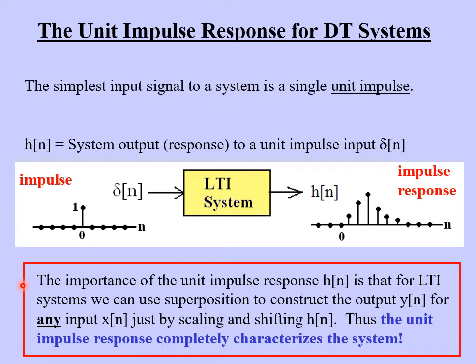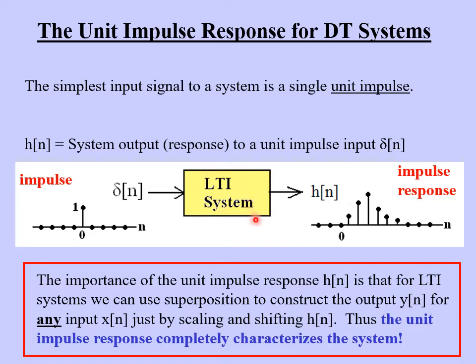The importance here, though, is that because we can use superposition, we can construct the output y of n for any input x of n just by scaling and shifting the unit impulse response h of n. This is something we're going to explain in more detail in the next several slides. The main idea right now is that the unit impulse response completely characterizes the system. In other words, by just putting this simple signal, this impulse, into a system and seeing how it responds and what it spits out, we can learn everything we would ever want to know about this system.